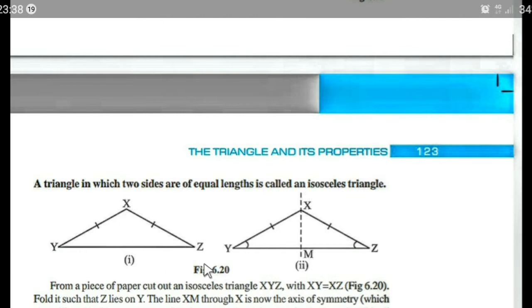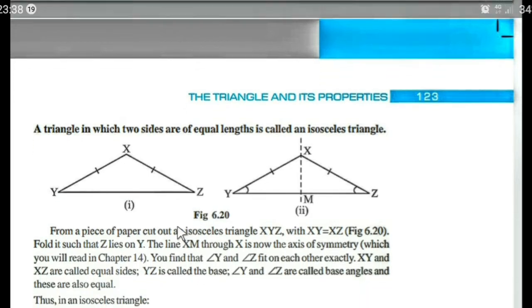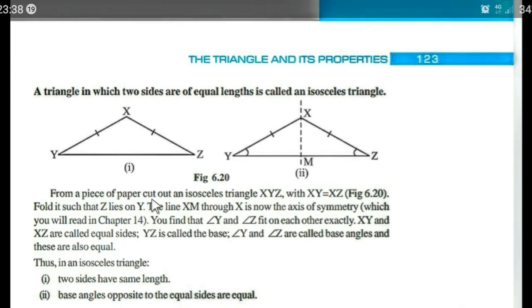So, this is an isosceles triangle. XY and XZ are equal. Now, from a piece of paper, cut out an isosceles triangle XYZ with XY equal to XZ. Now, what we will do? We will fold it such that Z lies on Y. So, from here you fold it and this will overlap here. So, Z lies on Y.